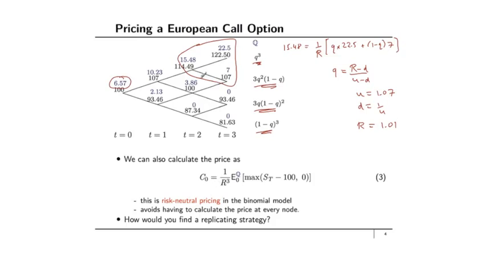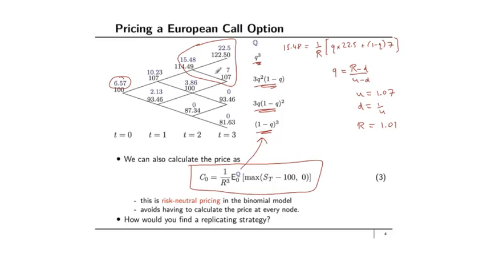So instead of doing a calculation coming back from t equals 3 to t equals 2 to t equals 1 to t equals 0, I can do it as just one calculation, where the call price at time 0, C0, equals 1 over R cubed. This is our discount factor. It's cubed because there are 3 periods. And it's the expected payoff of the option, which is the maximum of ST minus 100 and 0, under these risk-neutral probabilities here. So I can do it in one shot.